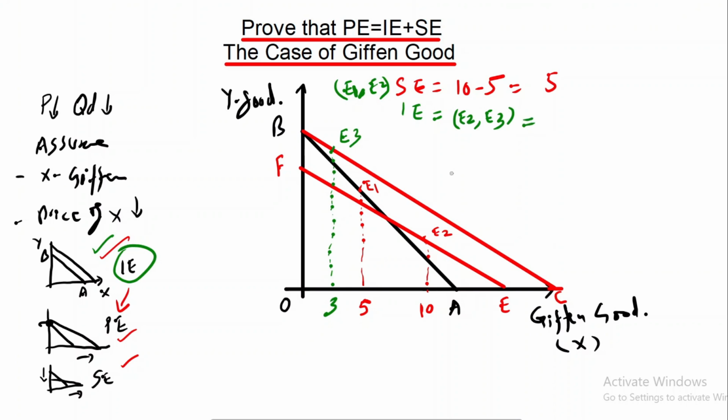So for income effect, the new quantity is 3 and the old quantity was 10. So we will deduct 10 from 3. So 3 minus 10 will give us minus 7.